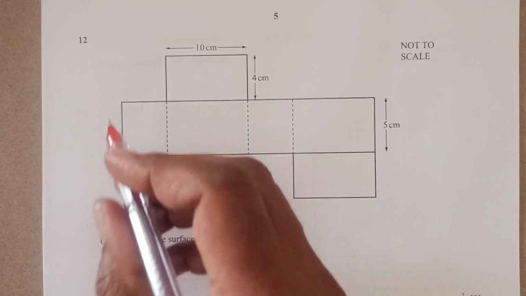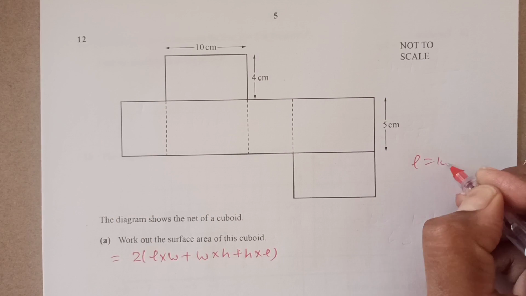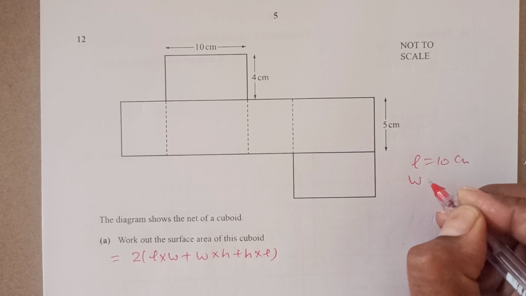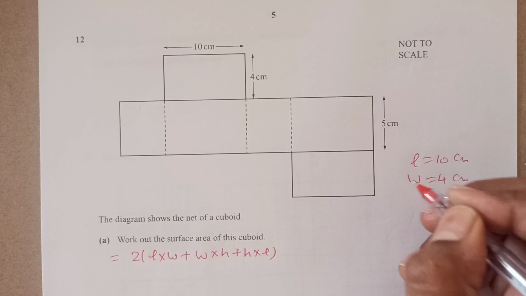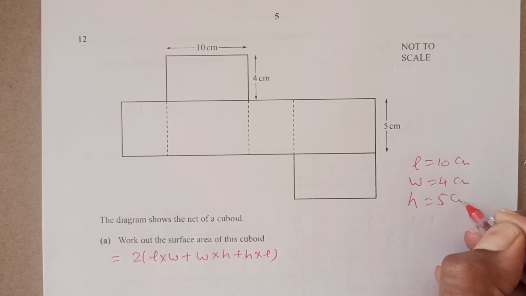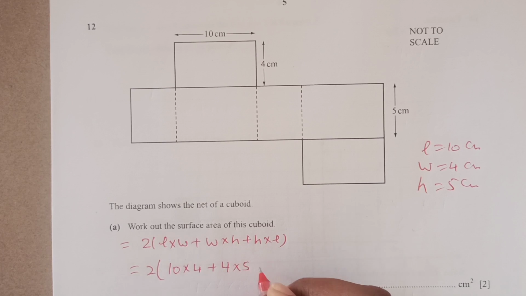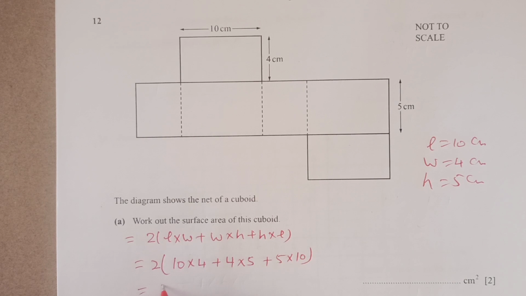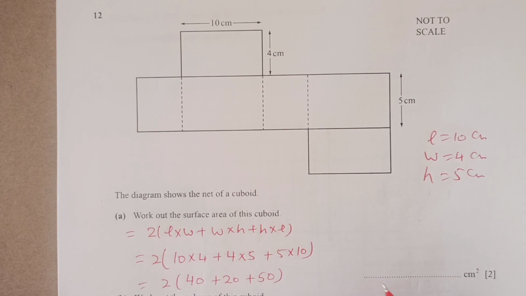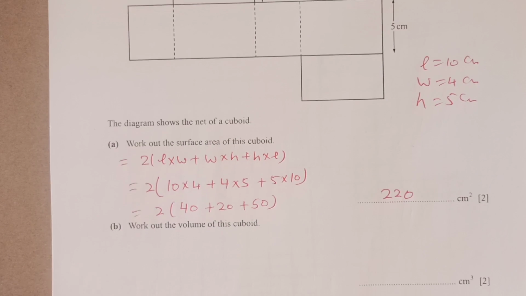times length, right? So here length is 10 centimeters, width is 4 centimeters, and height is 5 centimeters, right? So you're just going to substitute these values. 10 times 4, 4 times 5, 5 times 10, right? So this is 2, it is 40 plus 20 plus 50, right? So this comes out to be 220 centimeter square, right?